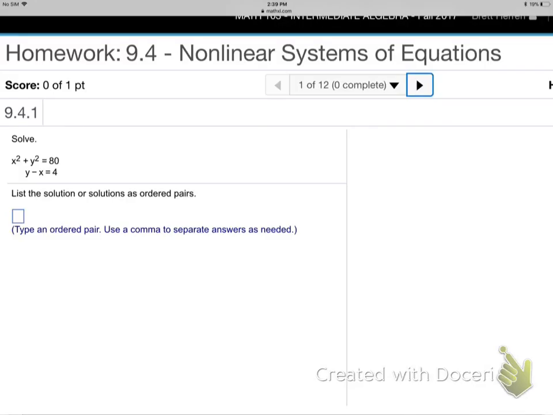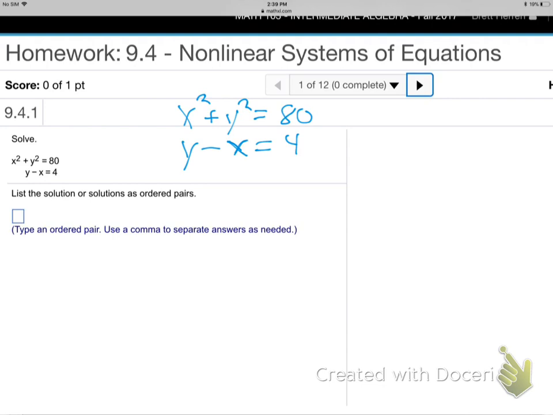So there it is, 9.4. So x squared plus y squared is 80, and y minus x is 4. Okay, well, what are we doing here?